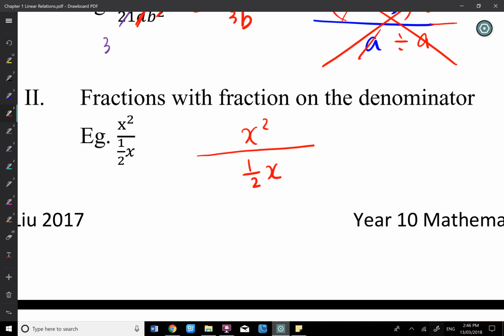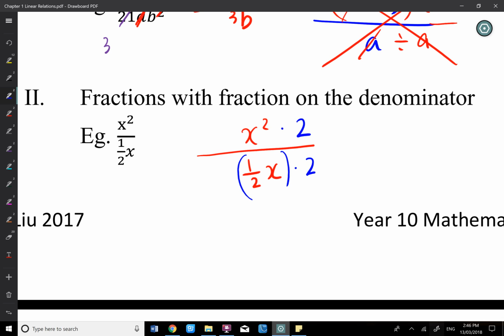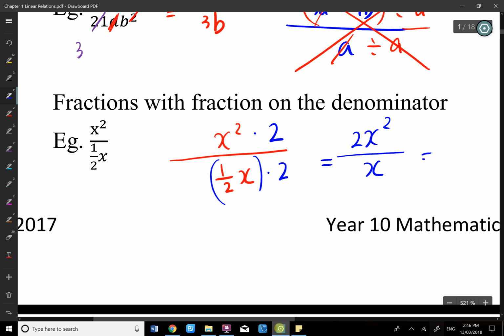Times by 2. If I times by 2 on the bottom, I need to times 2 on top as well. I will times 2 on both top and bottom. The top gives me 2x squared. The bottom will give me x. And then that's just 2x.